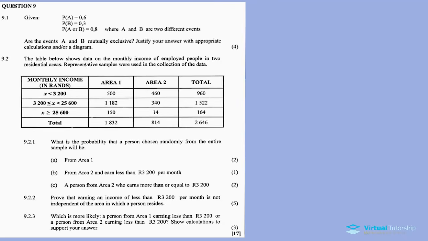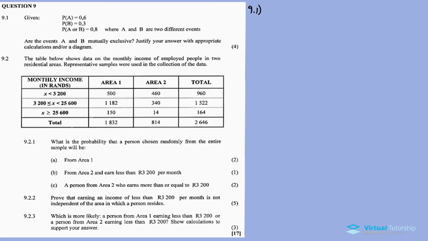9.1. Given the probability of A, the probability of B, the probability of A or B, where A and B are two different events. Are the events A and B mutually exclusive? Justify your answer with appropriate calculations or a diagram. So a diagram could be a Venn diagram. Calculations, we could use some formulas. So I'm going to stick to our calculations.